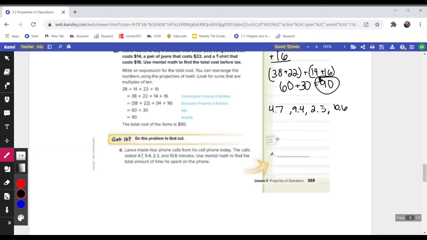Well, I have 7/10 and I have 3/10. So if I take 4.7 plus 2.3, that's going to give me a 0 in my tenths place. And then 4 plus 2 is 6 plus another 1 is 7, so that's 7.0. Now I'm going to add 9 and 4/10 plus 10 and 6/10. Well, 6 and 4 gives me a 10, so I carry the 1. 10 plus 9 plus 1 is 20. So that gives me a total of 27 minutes.